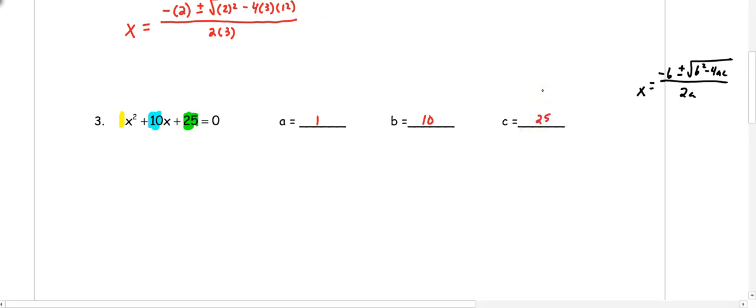So I can substitute into my equation now. So I get x equals. So we have negative b, so negative times the b value 10, plus or minus the square root of b squared. So 10 squared minus 4ac. So 4 times 1 times 25. Make sure all of that's under the square root. And then we have all over 2a. So 2 times the a value.